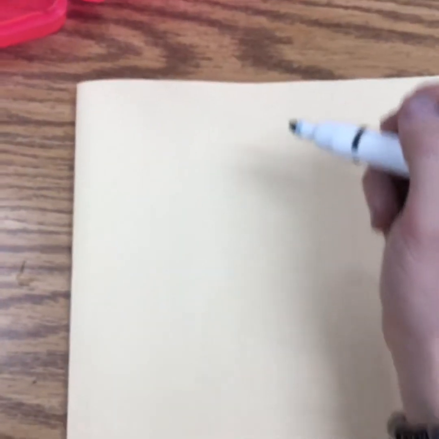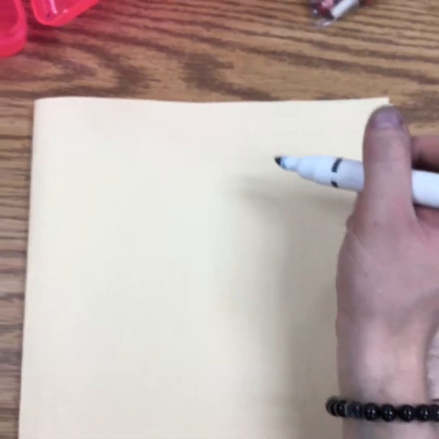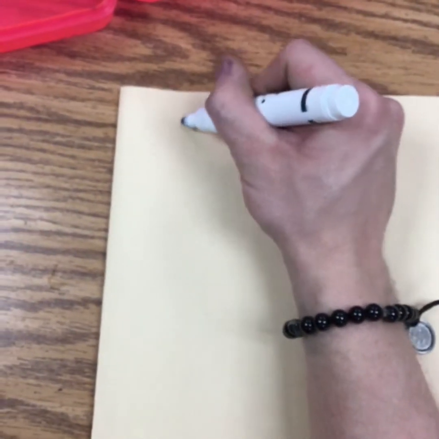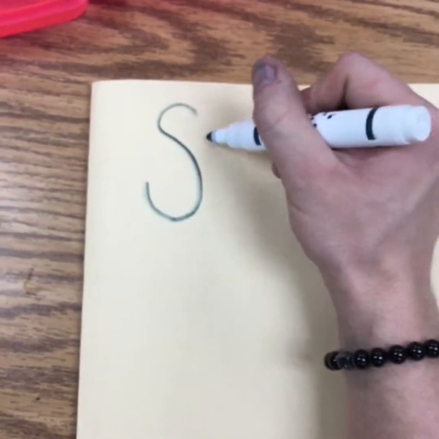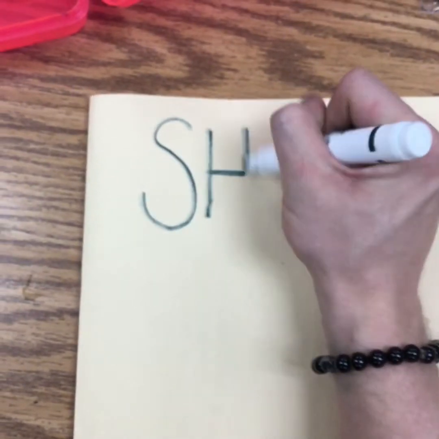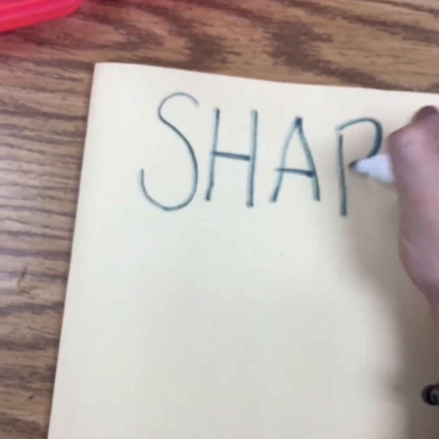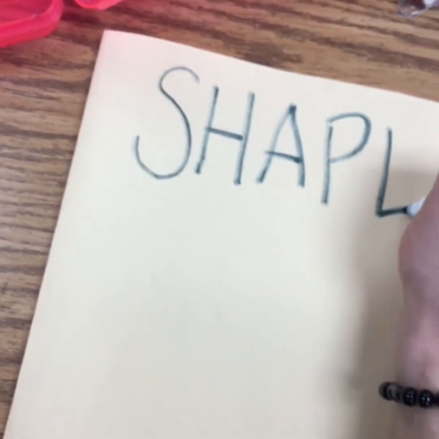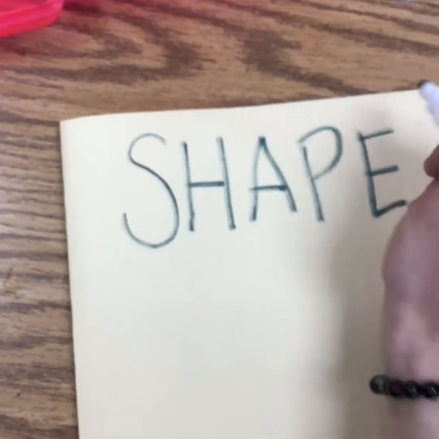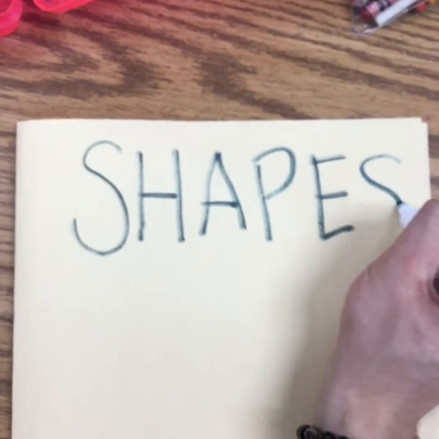Okay guys, so now we're gonna do a little bit of writing. What we're gonna write first is the word shapes. I'll spell it. I want you to follow along. S-H-A-P-E-S. Go ahead and write shapes.